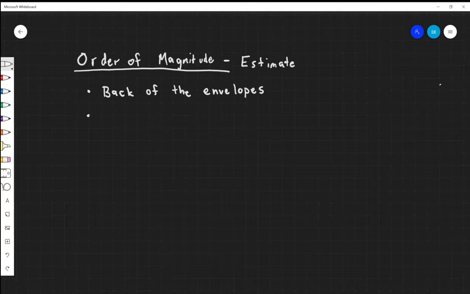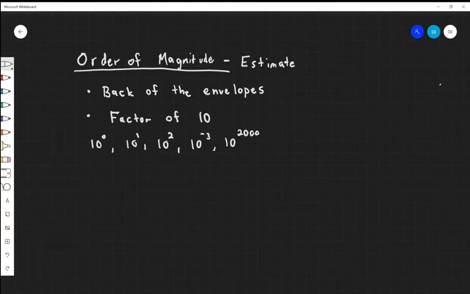So order of magnitude is based entirely around the number 10 and what factor of 10 your answer is going to be closest to. So numbers like 10 to the 0, 10 to the 1, 10 to the 2, 10 to the negative 3, 10 to the 2000, these are all orders of magnitude. And we can find how big an order of magnitude is by taking the log of a number. So you're going to want to take out your calculator. Literally do this and follow along and do these calculations along with me. Get used to following this procedure because you'll be doing it throughout these lectures.